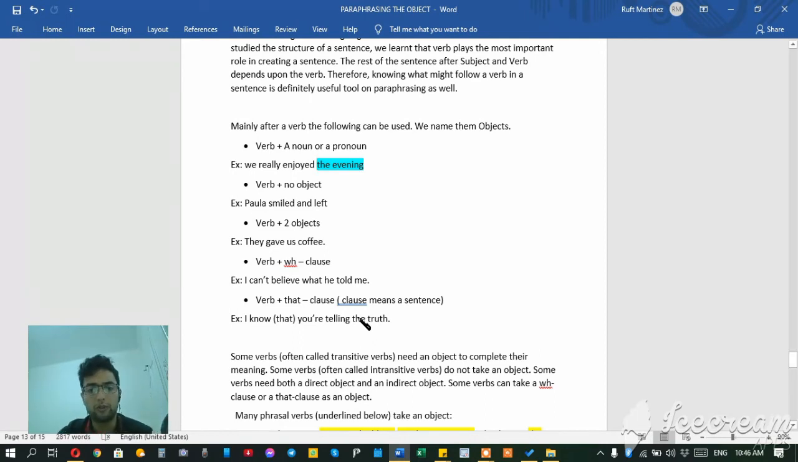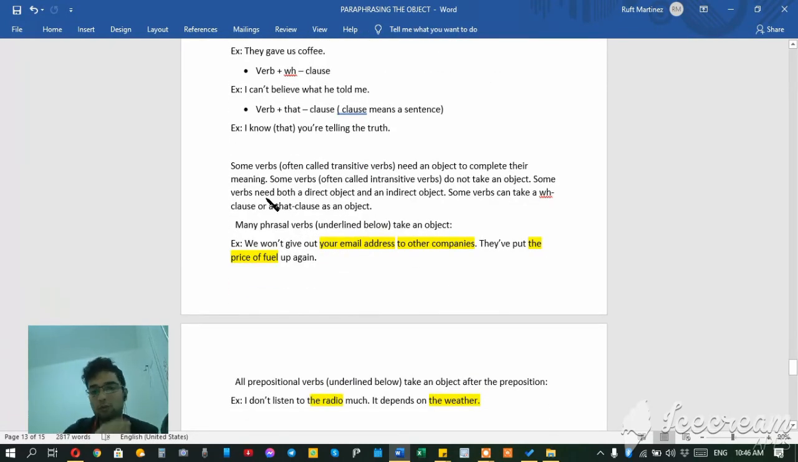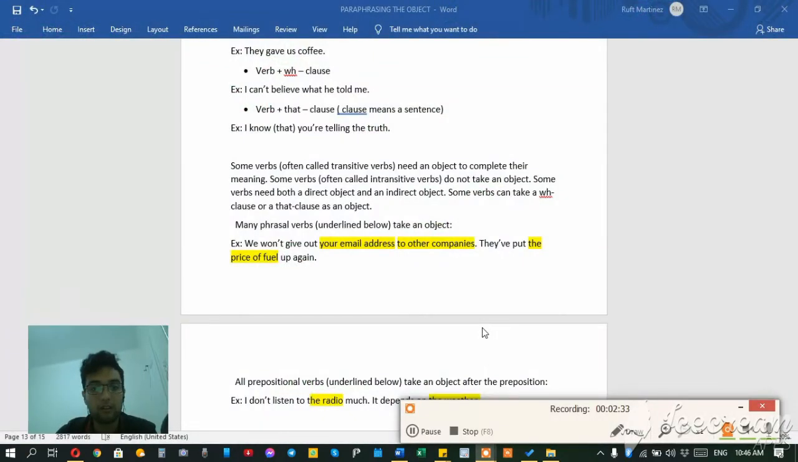Now this is what we're going to talk about soon. Afterward, we use a that clause. These two are the important ones. So as we know, some verbs, often called transitive verbs, need an object to complete their meaning.